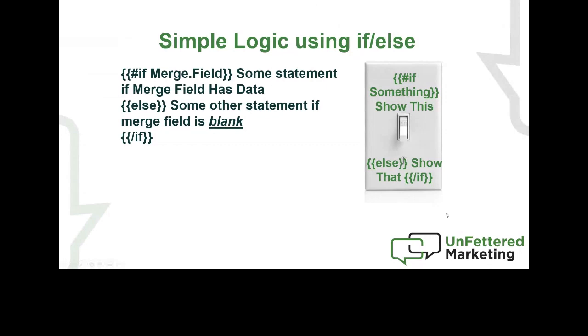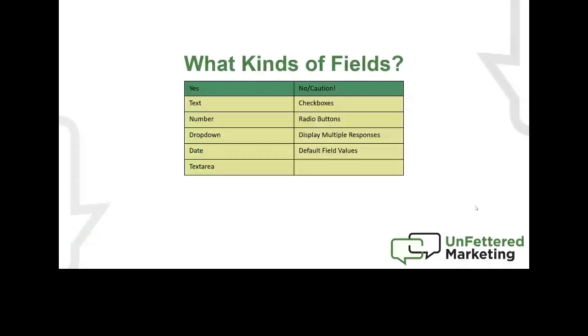You can mix additional merge fields into that statement that you're showing if the merge field has data. What kinds of fields can you use? So this goes down to the question of what kinds of fields can you use and should you use in this scenario. Pardot's going to create custom handlebar merge fields for all of your custom fields, but that doesn't mean you should use them for this kind of logic presentation.